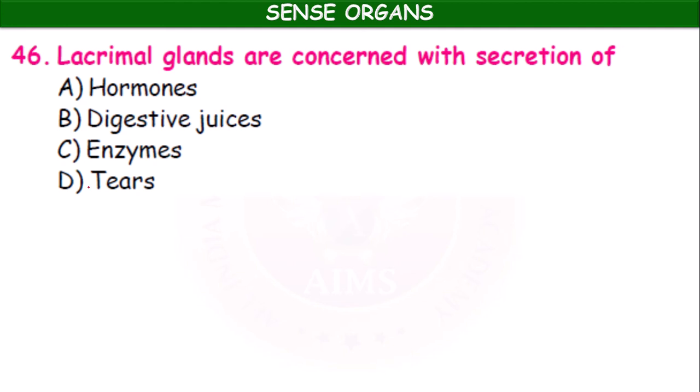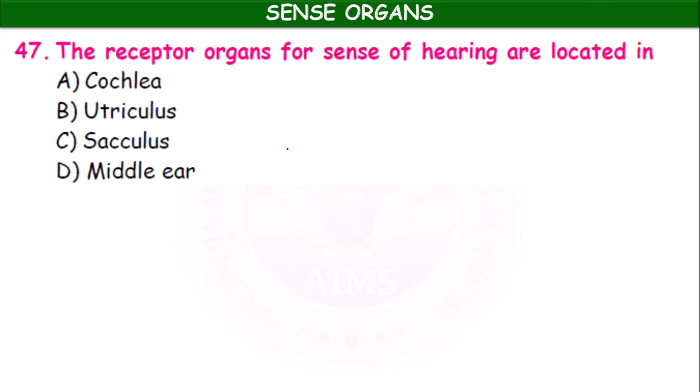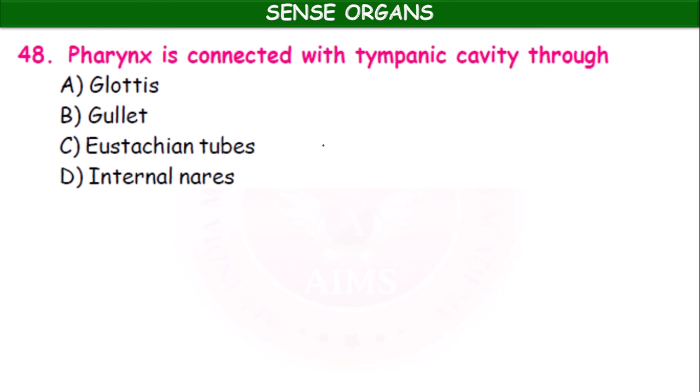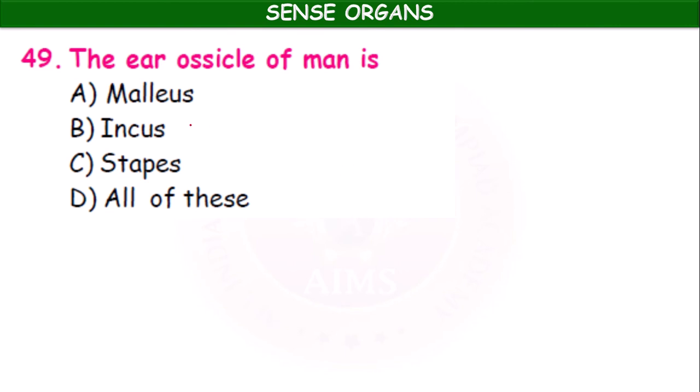The lacrimal glands are concerned with the secretion of hormones, digestive juices, enzymes, tears. Lacrimal glands are also called tear glands. They always keep the eye moist. The receptor organs for sense of hearing are located in cochlea, utriculus, sacculus, middle ear. Cochlea. The pharynx is connected with the tympanic cavity through glottis, gullet, eustachian tube, internal nares. It is the eustachian tube. The ear ossicles of man are malleus, incus, stapes. These 3 are the ear ossicles.